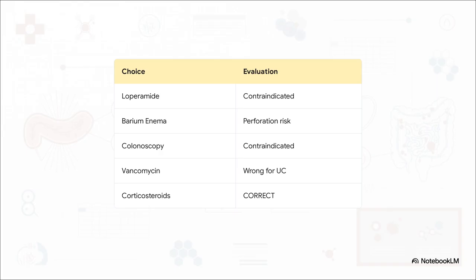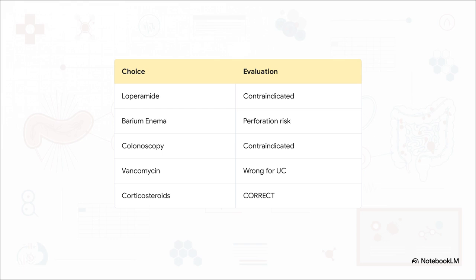Oral loperamide is wildly incorrect. Like we just established, that is an absolute contraindication that practically guarantees fatal dilation. A barium enema is incorrect because there's a severe, immediate risk of precipitating an acute perforation of that paralyzed, thinned-out bowel wall. Complete colonoscopy? Incorrect. Introducing a scope into a 7.5 centimeter dilated, inflamed colon is strictly contraindicated.